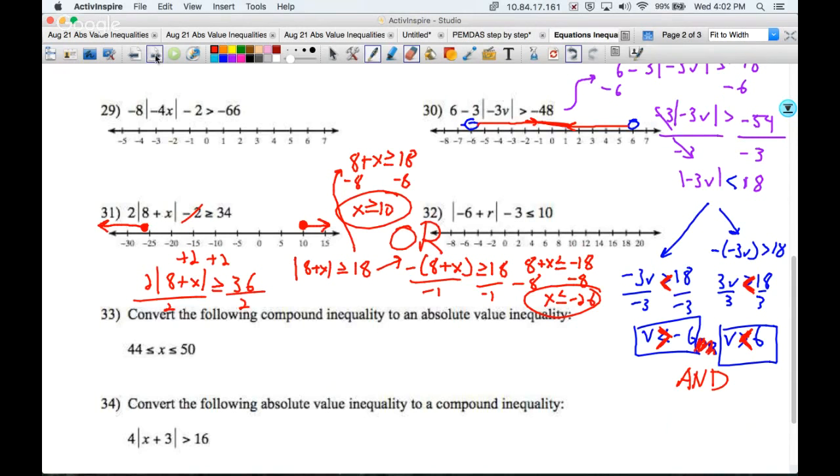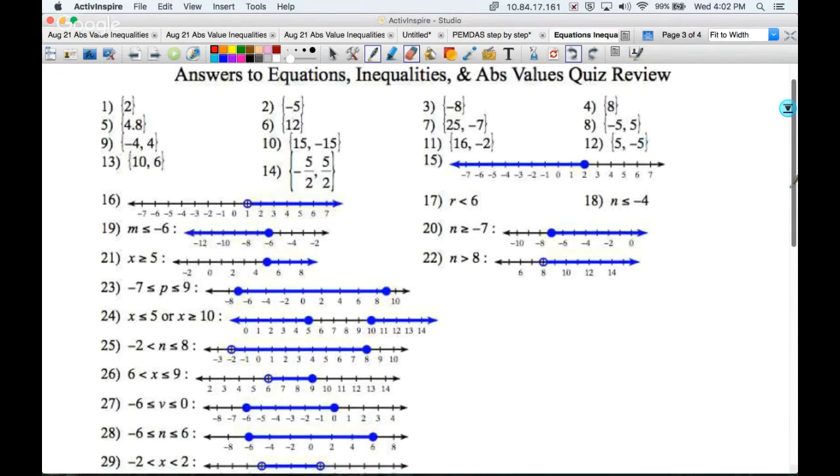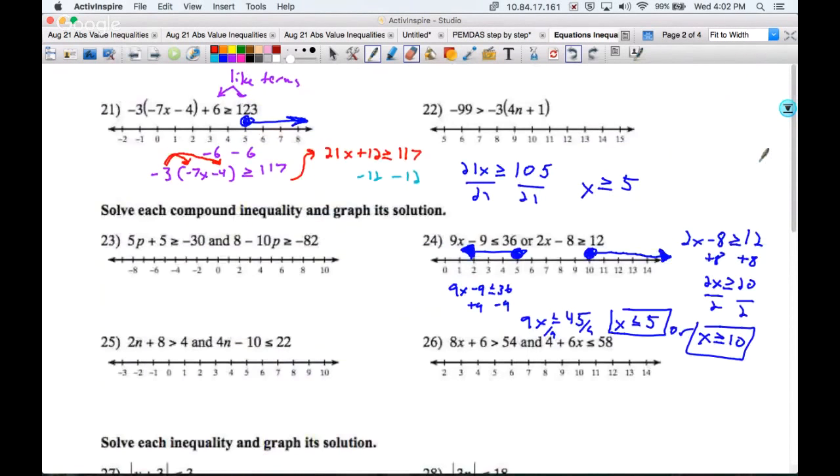Let's check I did 31 correctly. Yeah, that looks better. Okay.